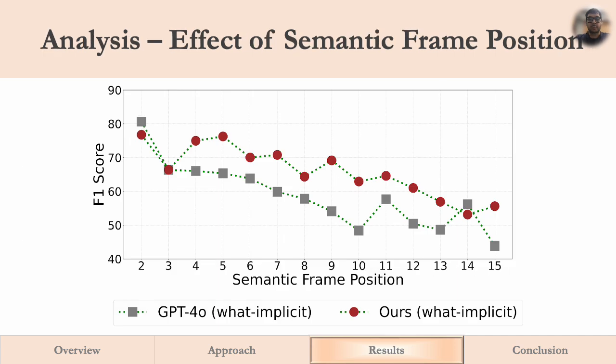We also study the effect of argument prediction across semantic frame position in multimodal procedural inputs, for two models, GPT-4o and our ISRL Qwen2-VL model. The current plot shows only implicit what argument prediction, and additional plots are given in the paper. It shows that both GPT-4o and our model achieve strong results at early semantic positions, but performance decreases gradually as the semantic position increases. It is interesting that our model achieves better performance for implicit argument prediction in comparison to GPT-4o.